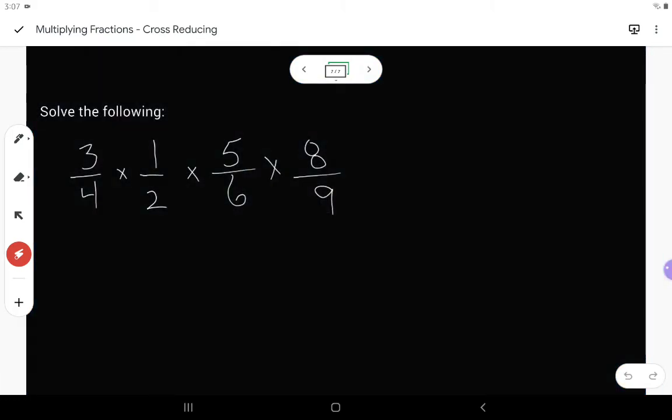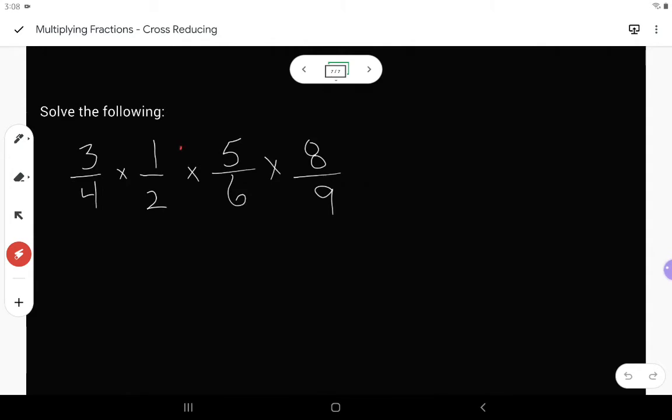Okay, solve the following. Oh my goodness, I got 4 fractions multiplying together here. This is crazy. No way anyone can do this, right? Okay. I can still cross reduce. Now, I'm looking across at the 3 and the 2, nothing I can do there. I look across at the 1 and the 4, nothing I can do there. But as long as one of my numbers is in the numerator and the other number is in the denominator, I can cross reduce, because remember, multiplication is commutative.